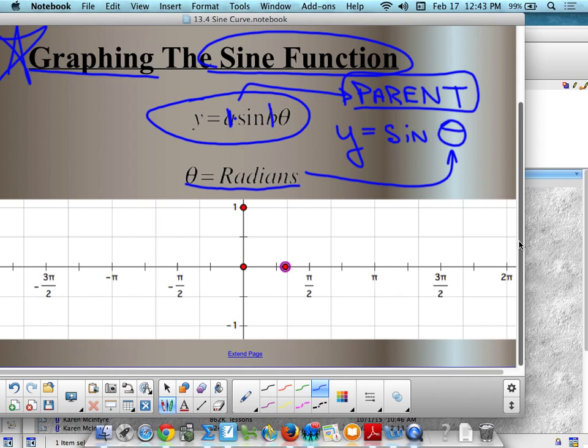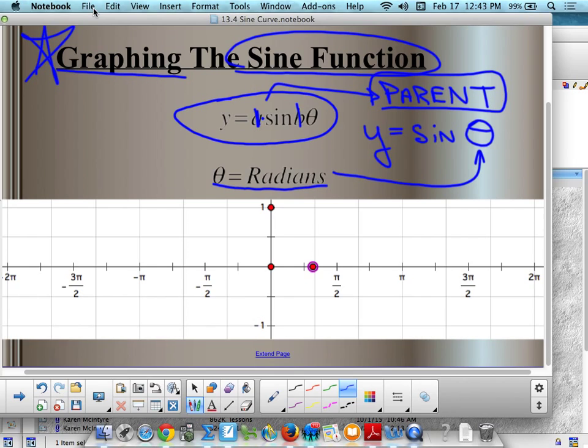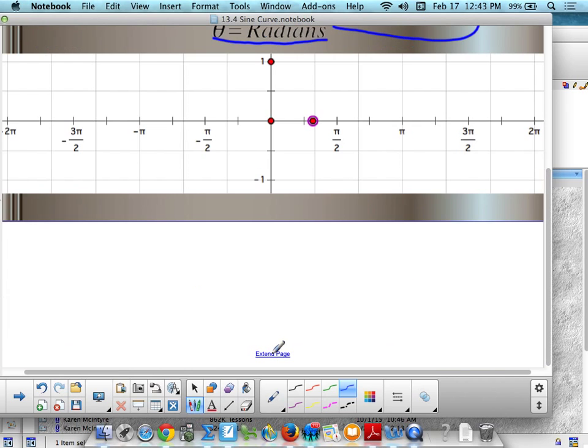Now what you need to do is this. Since we're going to graph it, we don't know anything about this, so we're going to start slow. What we're going to do, we're going to make a table. When you graph, you make tables, okay?